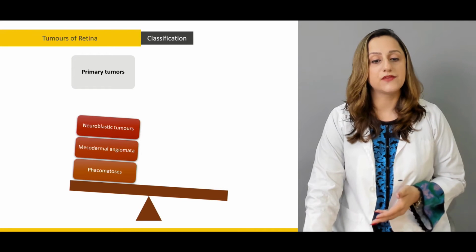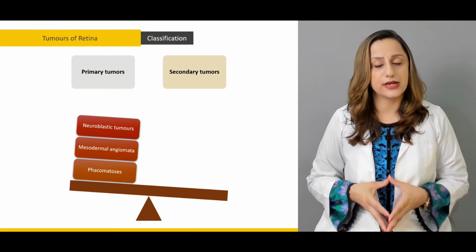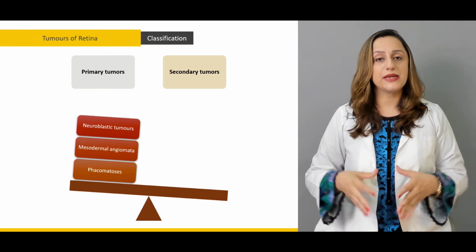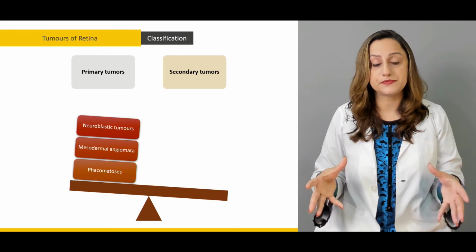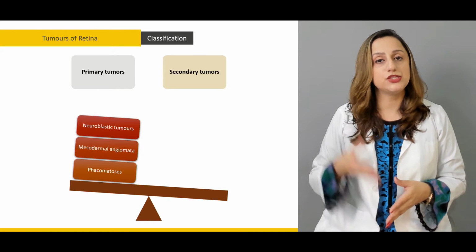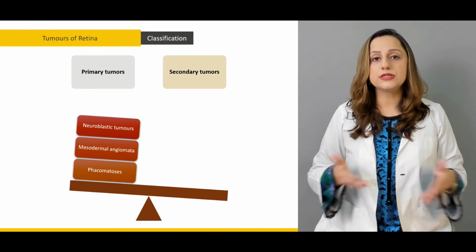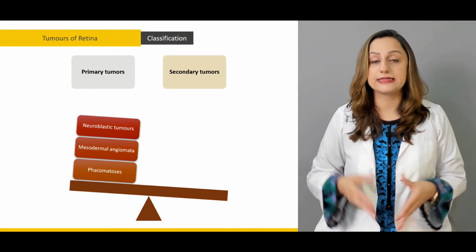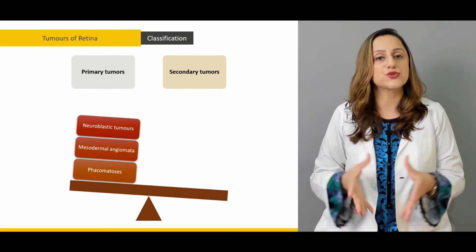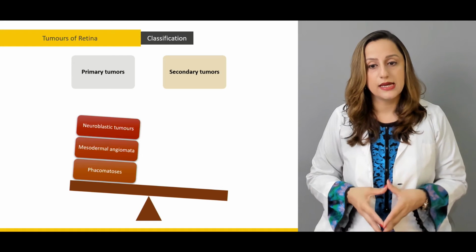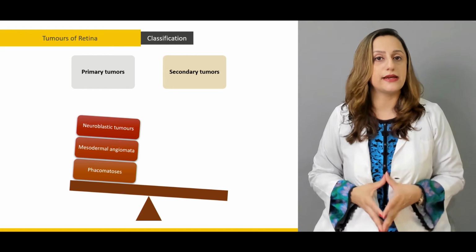Then finally, we can have the neuroblastic tumors. Neuroblastic tumors can be further classified into the tumors involving the pigmentary layer and the tumors involving the sensory layer of the retina. Examples of tumors involving the sensory layer of the retina consist primarily of retinoblastoma, and then we have astrocytomas on the other hand. And then we have the tumors related to the pigmentary layer of the retina.